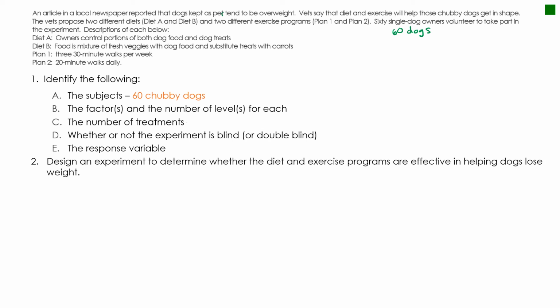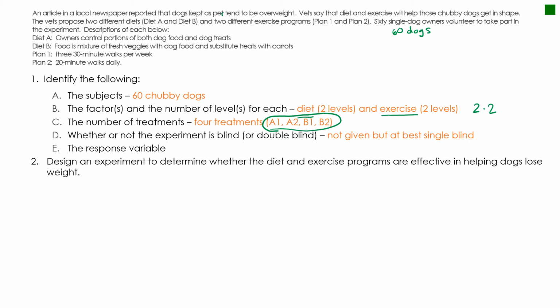So who are the subjects? The subjects are actually the dogs because that's who we are looking at. We don't care about the owners. What are the factor or factors and numbers for each? So there's 2 factors, diet and exercise, and each happens to have 2 levels, which means there are 4 total treatments. And again, how do we figure that out? 2 times 2. Now here I've listed what those treatments are, A1, A2, B1, B2, but it's not necessary to do that. Is this blind or double blind?